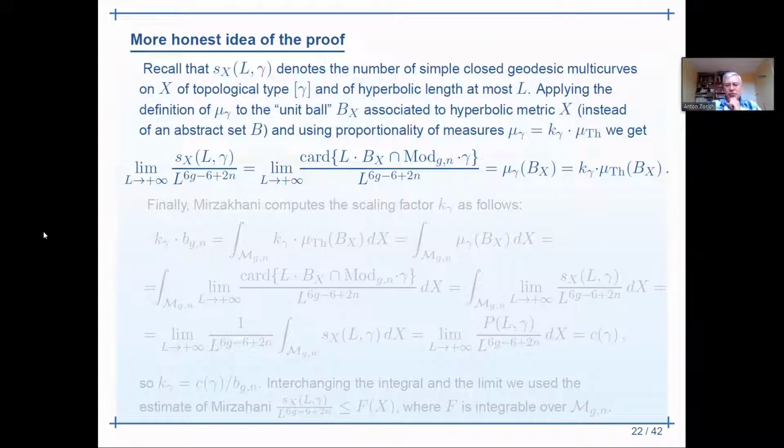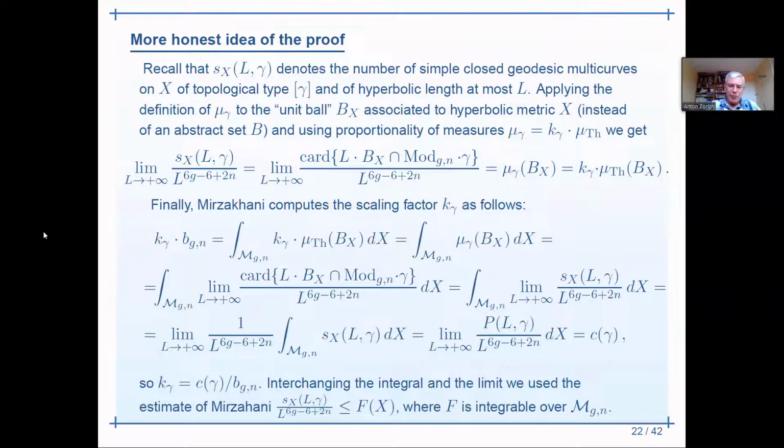And so this is an informal explanation of why frequencies do not depend on the hyperbolic metric. Now, more formally, the proof of Mirzakhani works like this. Recall that this S_X(L, gamma) is our counting function, which counts multicurves of topological type gamma having length at most L with respect to the hyperbolic metric X. And by definition, the frequency is the limit of this counting function over L to the power 6g minus 6 plus 2n.